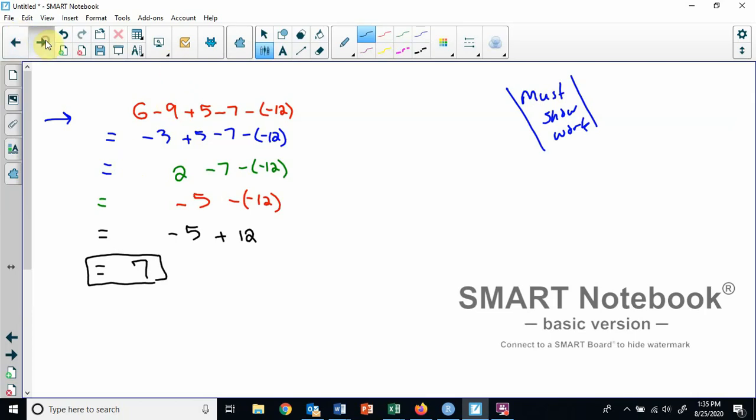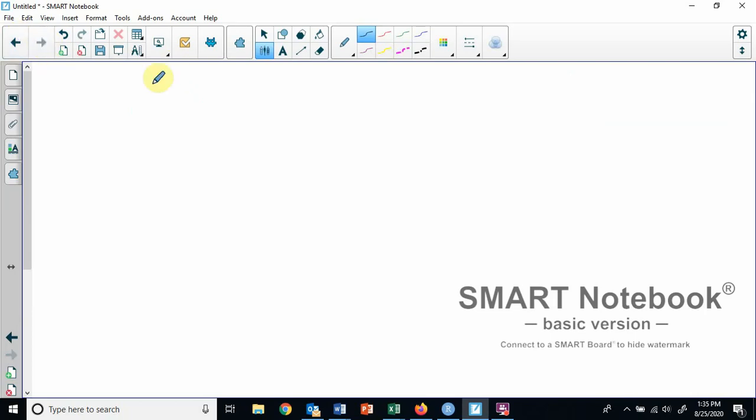All right, let's go on to another example. Let's see. How about one like this? 12 minus 16 divided by 2 times 4. Once again, we need to run through our order of operations.